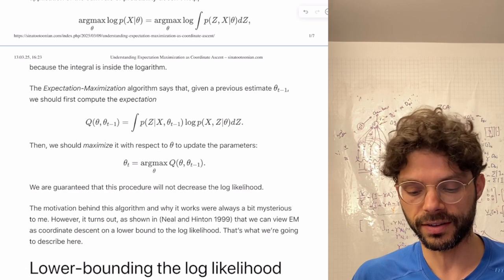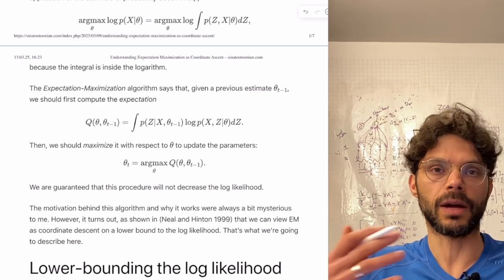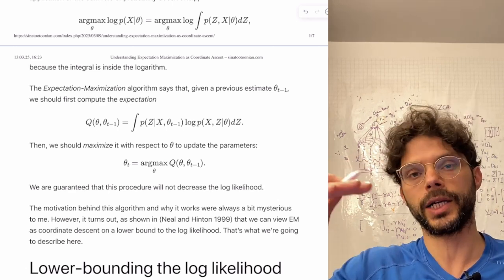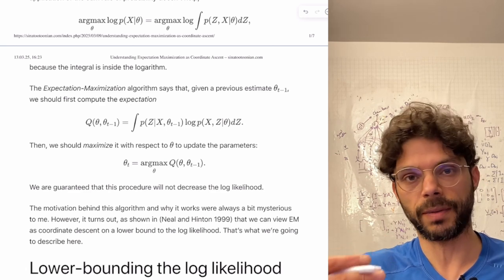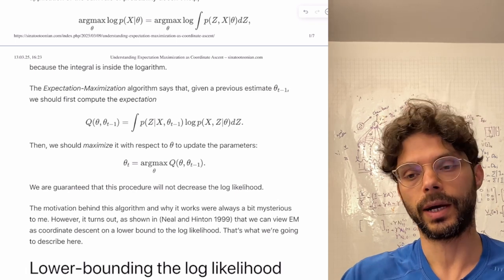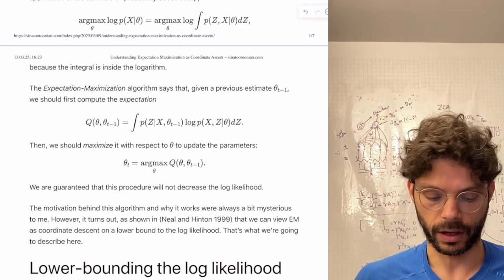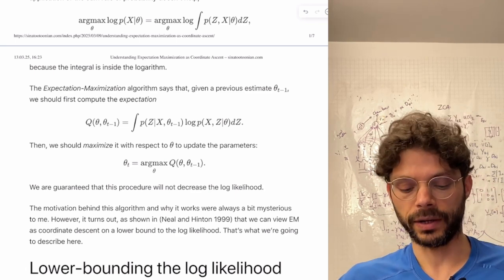So in fact, it turns out that this quantity ends up being a lower bound to the log likelihood, and it's easier for us to maximize. So we just maximize that, and we hope that we are also getting better parameter values for the problem we care about, which is the log likelihood itself. Okay, so that's what we're going to talk about.